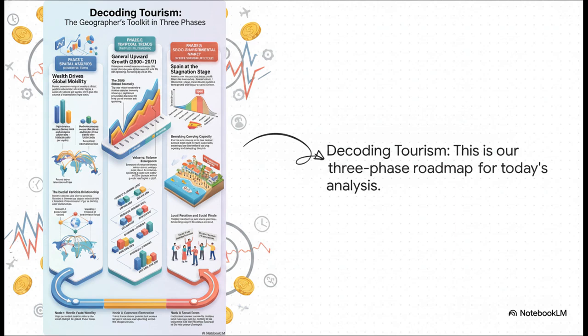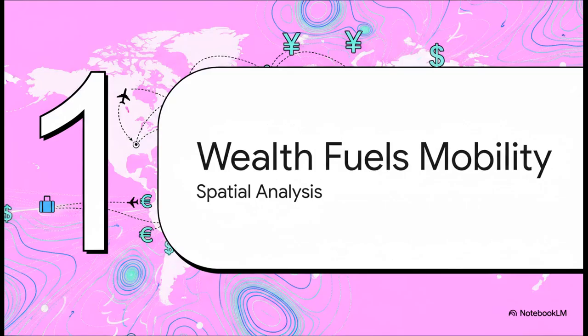Our analysis follows a really clear three-phase story, just like you see on the screen. We'll start with how wealth gets people moving, then we'll look at the economic ups and downs, and finally, we'll get into the social strain that this can cause. Let's get started.